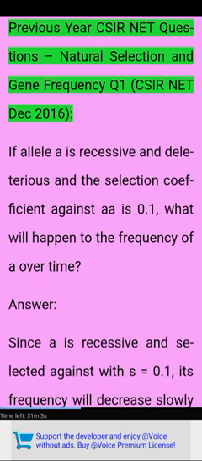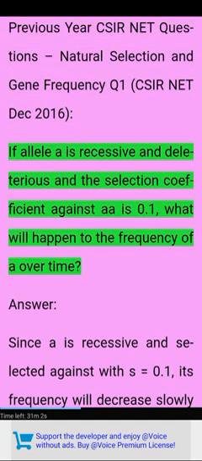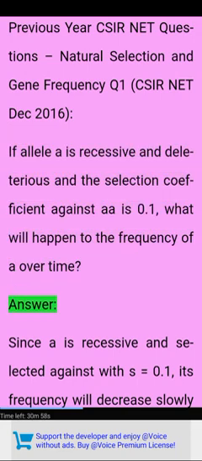Previous year CSIR NET questions. Natural selection and gene frequency. Q1, CSIR NET Dec 2016. If allele a is recessive and deleterious and the selection coefficient against a is 0.1, what will happen to the frequency of a over time? Answer.